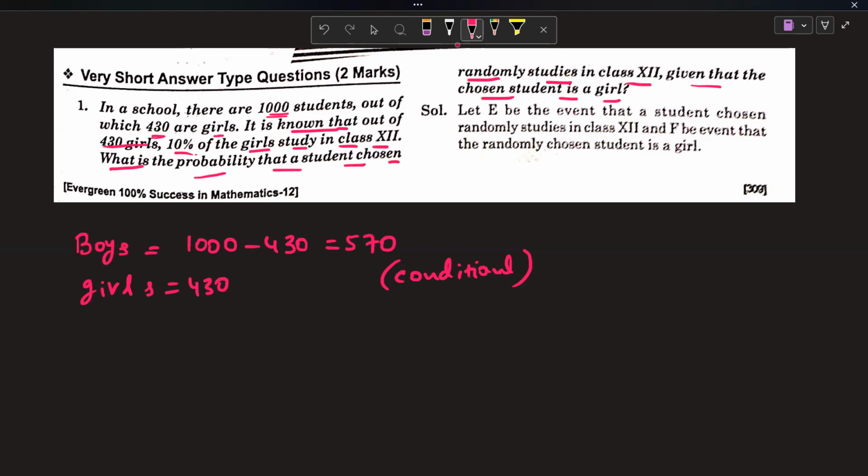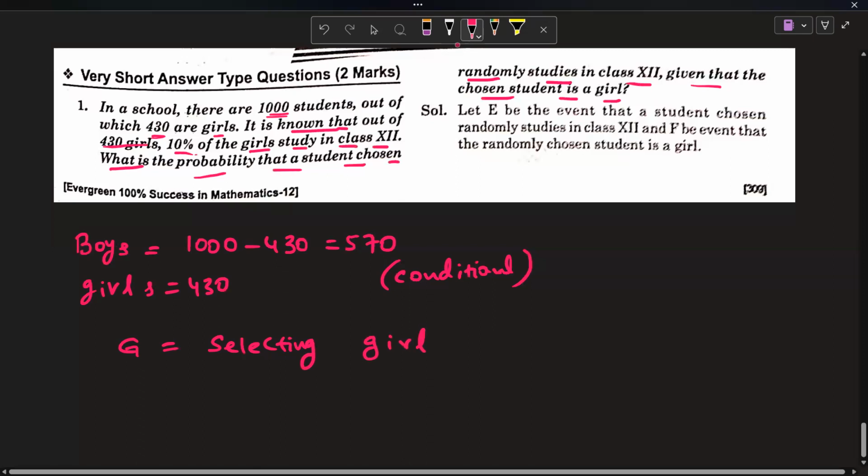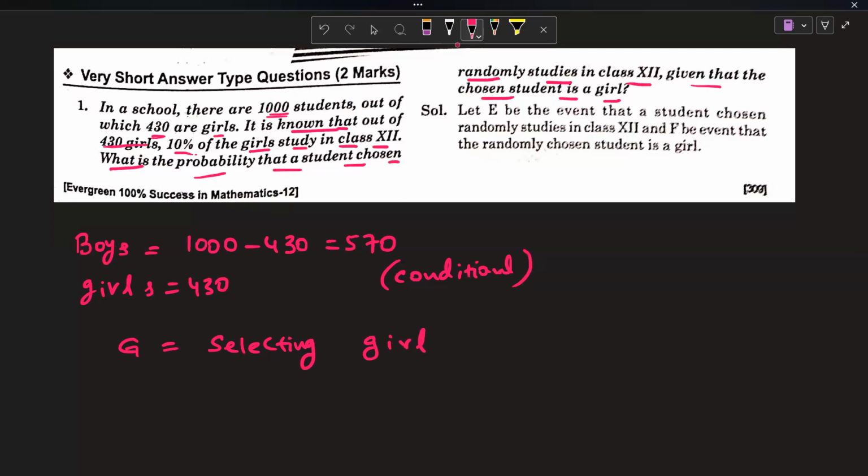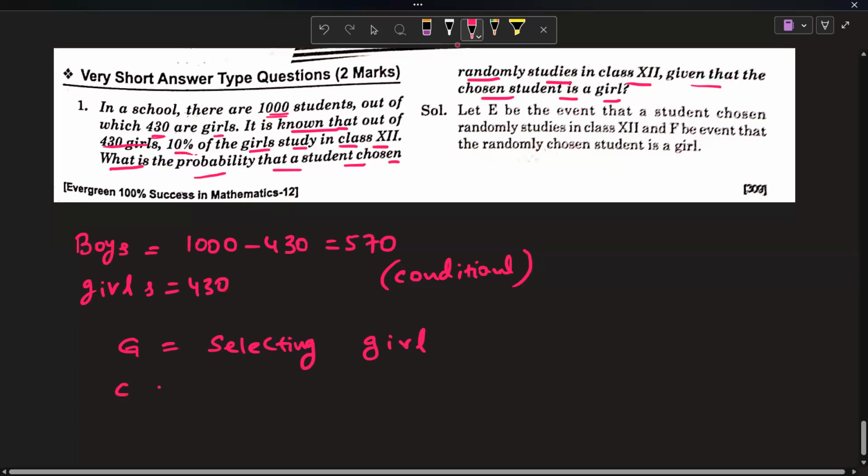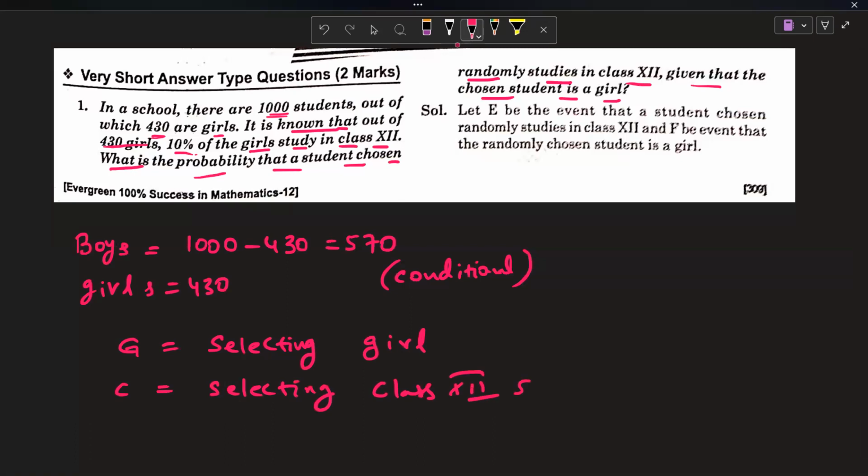Okay, what was given? So let G indicate selecting a girl. Copy it. G is selecting a girl, and C will be selecting a class 12 student. Selecting a class 12 student. He said, what is the probability that a student chosen randomly studies in class 12?